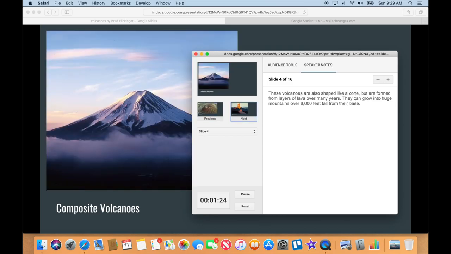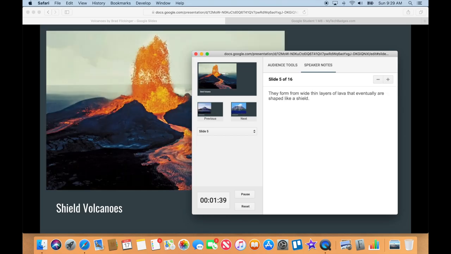Okay, and go to the next one here, and you can see the composite volcano. These volcanoes are also shaped like a cone, but they are formed from layers of lava over many years, and they can grow into huge mountains over 8,000 feet tall from their base. Look at how beautiful these images are. People are gonna love this. And then like this one, shield volcanoes, they form wide, thin layers of lava that eventually are shaped like a shield. Are you getting kind of how this works?